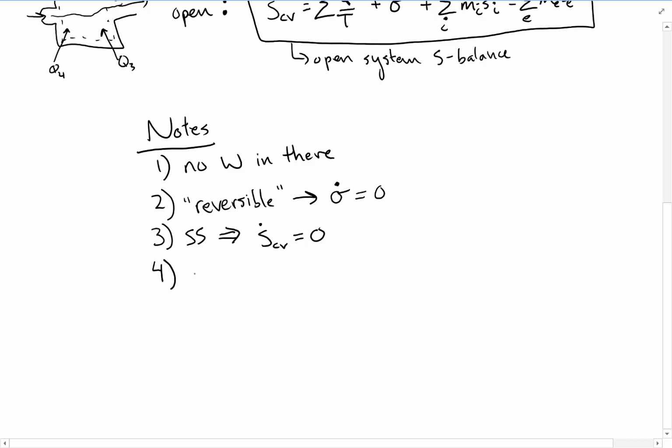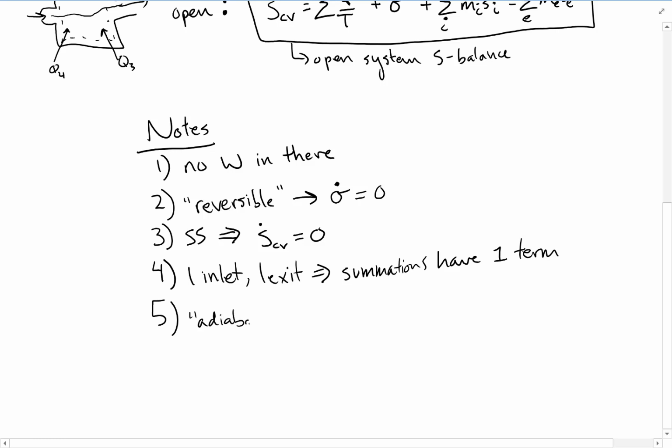Going further, what if we have one inlet and one exit? Well, then our summations only have single terms. Another one. What if it's adiabatic or insulated? Remember, those terms mean the same thing. If it's adiabatic or insulated, either way, that means that heat transfer is 0, which means that that sum of Q dot over T is also equal to 0.